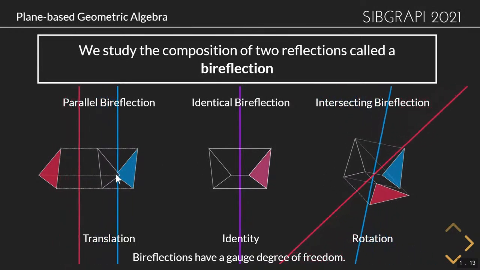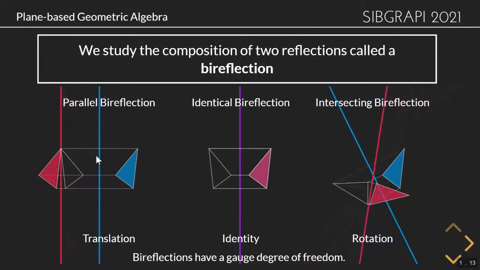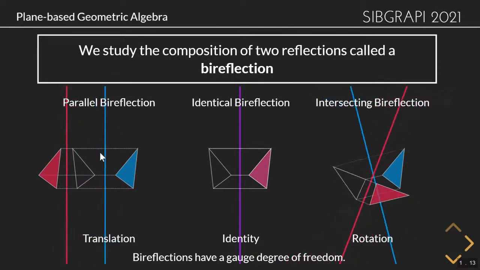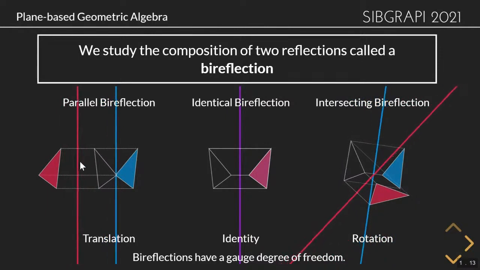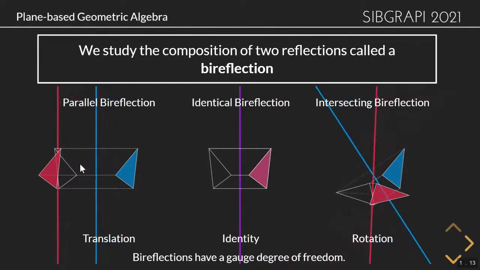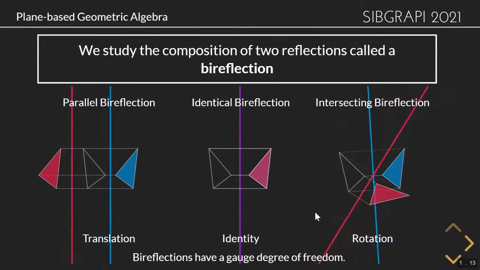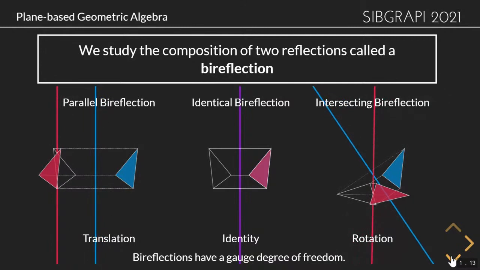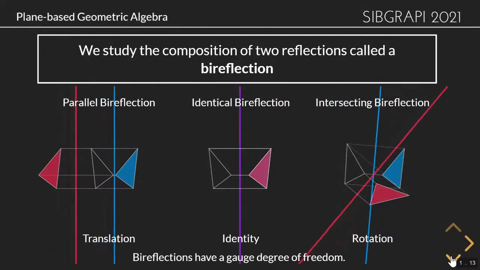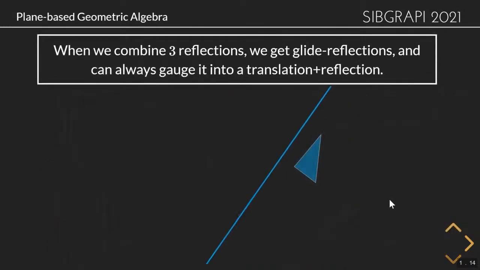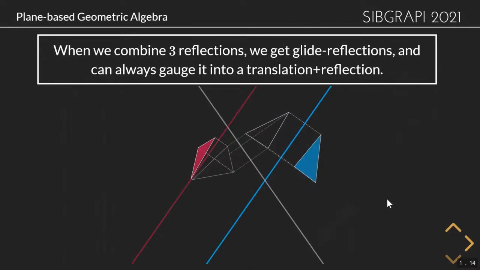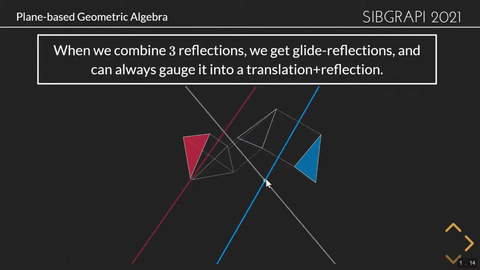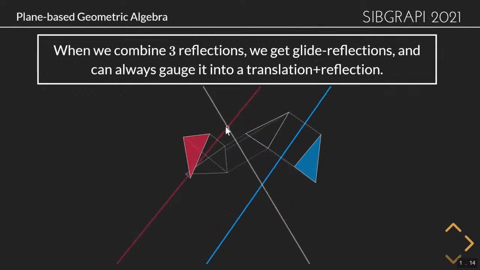Similarly here, we can move the two mirrors that cause the translation, and as long as the distance between them doesn't change and their direction doesn't change, then we end up with the same translation. Now, these gauge degrees of freedom can be used to understand what happens when we start composing more than two reflections. So we're still in the plane. Let us look at the composition of three reflections. When we reflect three times in the plane, we get two of these gauge degrees of freedom. We have a gauge here, and we have a gauge here.